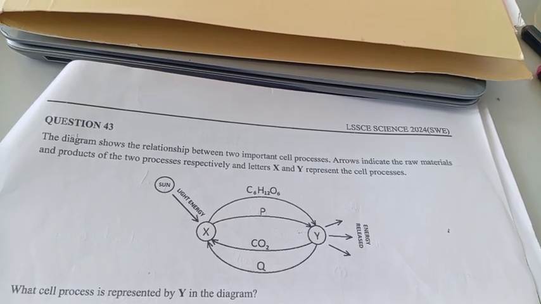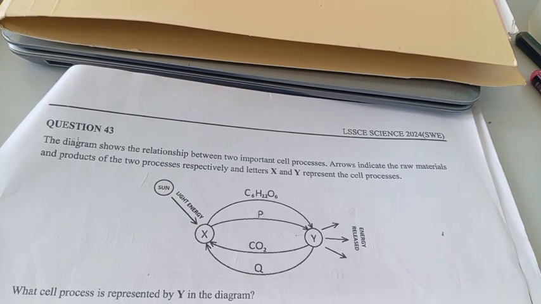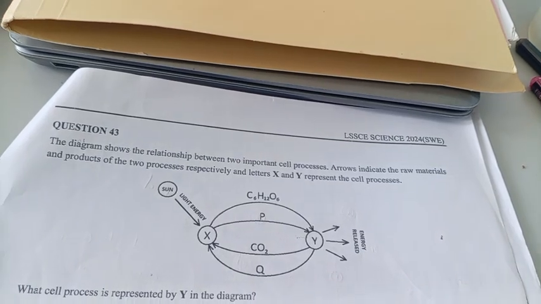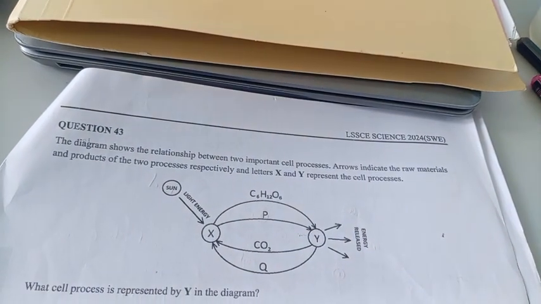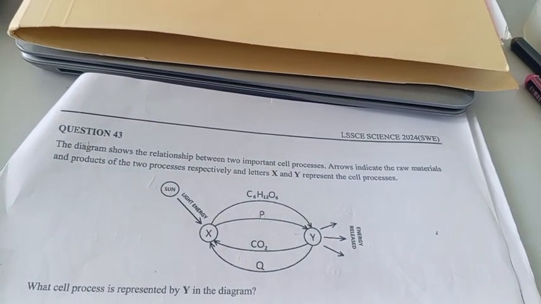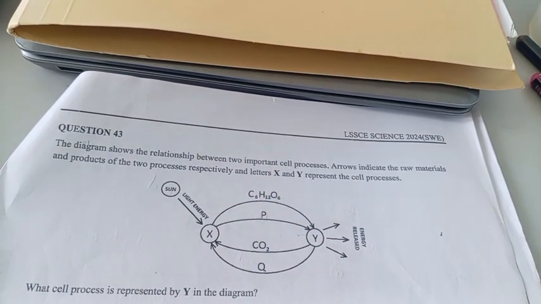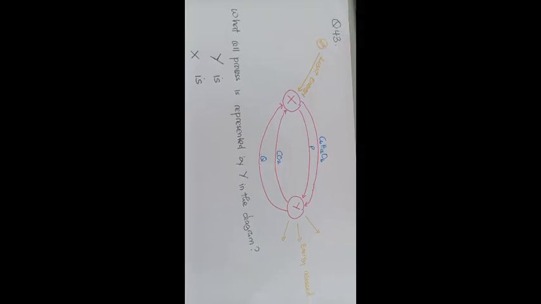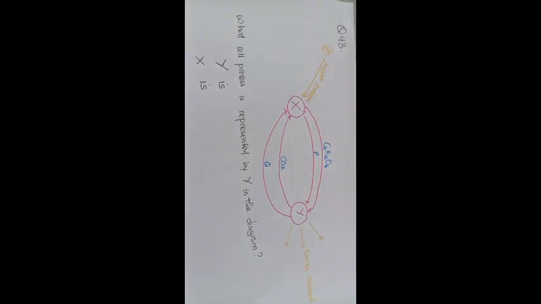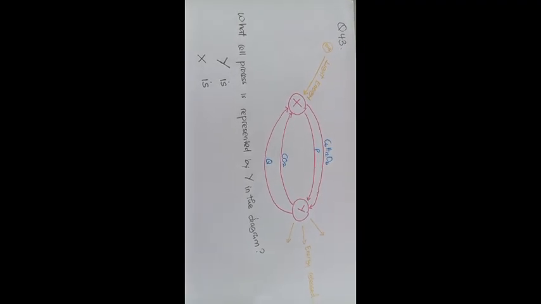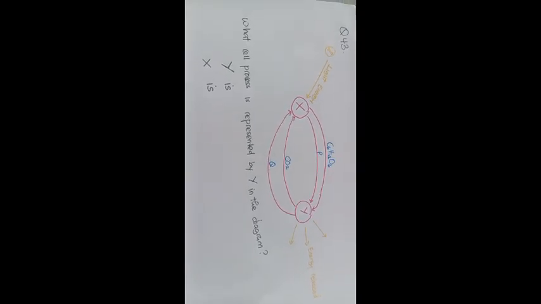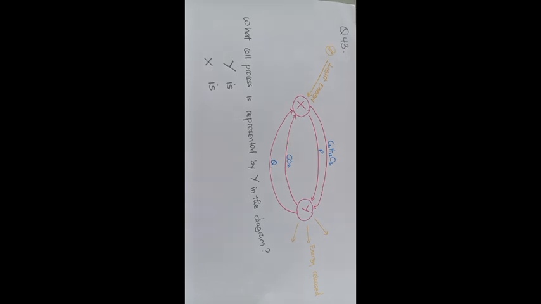The arrows indicate the raw materials and products of the two processes respectively, and letters X and Y represent the cell processes. So study the diagram. The cell processes are indicated by the letter X and letter Y. I have transferred the diagram onto an A4 size paper using different colored markers, so I would be able to answer the cell processes represented by X and Y.